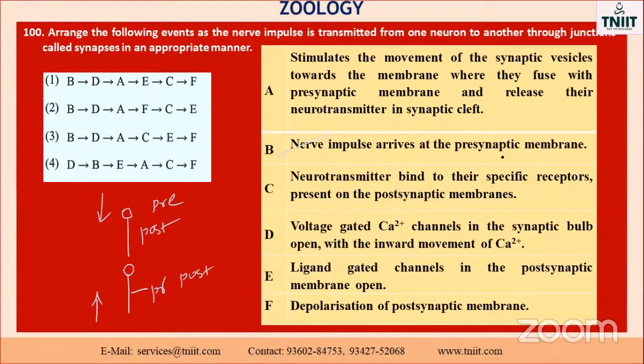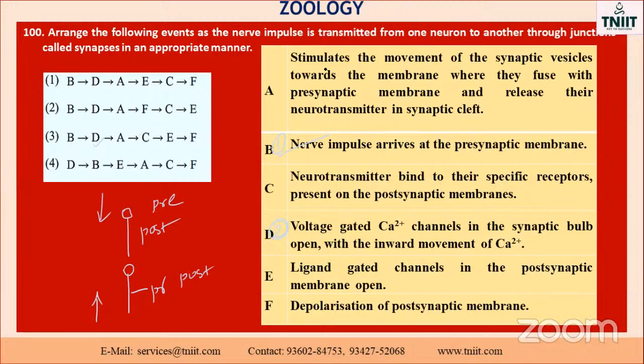Now the impulse arrives at the presynaptic membrane. Next, what they have given is D: the voltage-gated calcium channels in the synaptic bulb open, with the inward movement of calcium. This is the second part. Once the impulse comes, it opens the channels.